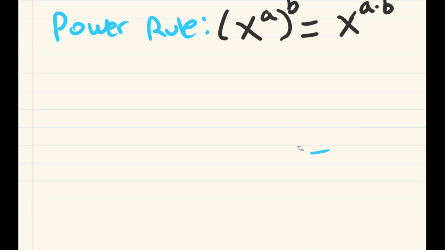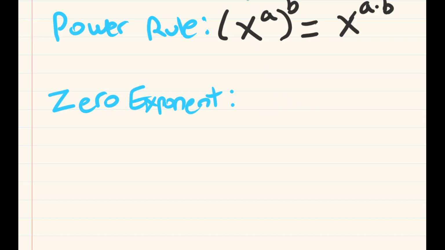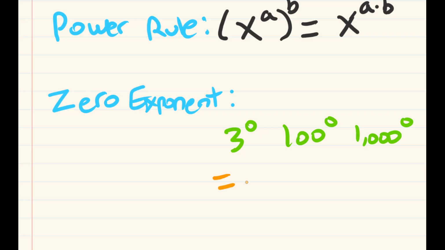Let me erase all these. And let's talk about some special exponent rules. So zero exponent. So let's say we had 3 to the power of 0, 100 to the power of 0, 1,000 to the power of 0. All of these equal 1. And that is because any number x to the power of 0 equals 1. A 0 exponent means the number will evaluate to 1.